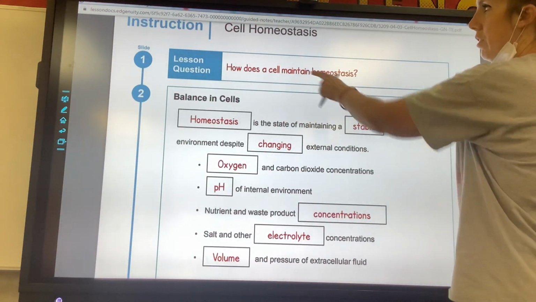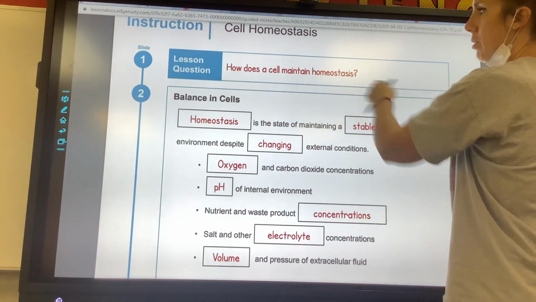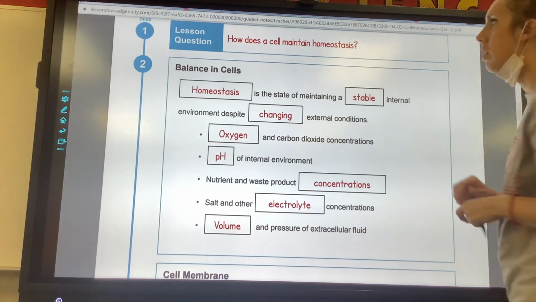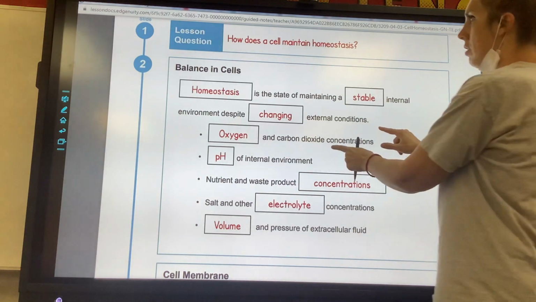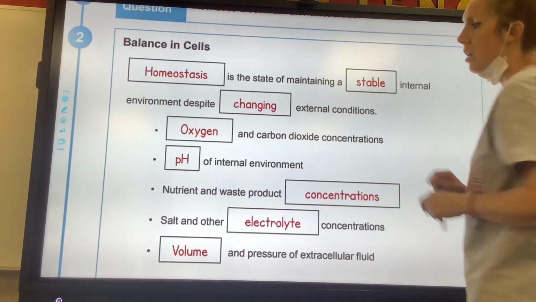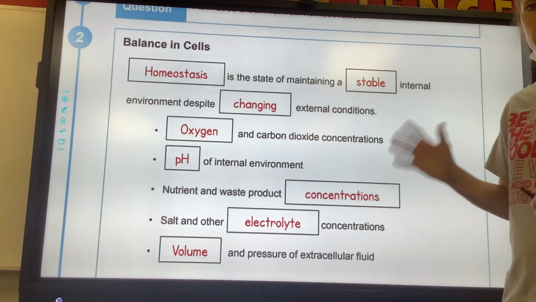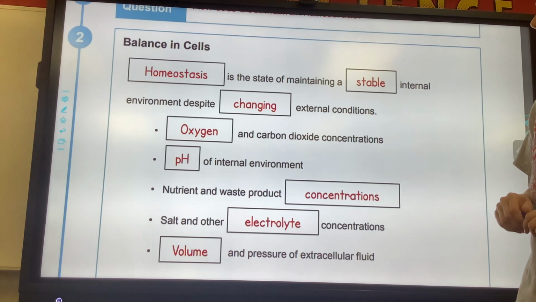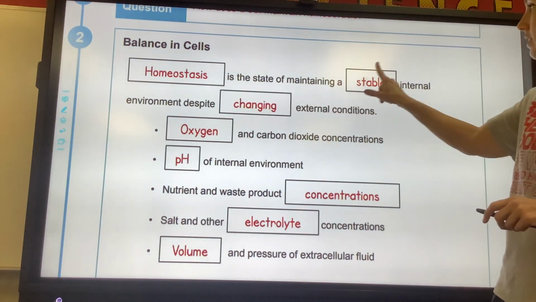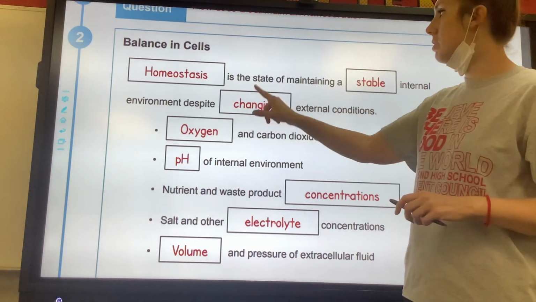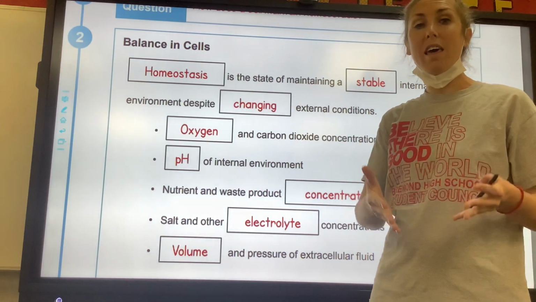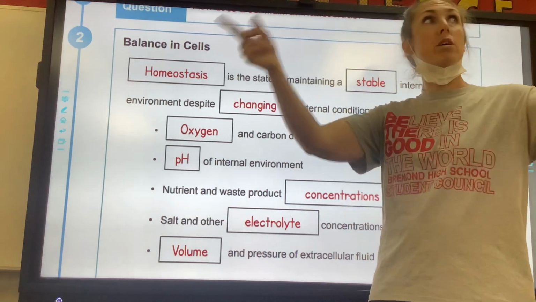Okay. So fill this in. How does a cell maintain homeostasis? Let's talk about it. These are examples. I'm not going to hit on these because this isn't the most important stuff, but homeostasis, remember, this is the happy, healthy state of maintaining a stable internal environment despite the changes in the external. So that's like you being healthy and happy despite what goes on around you.